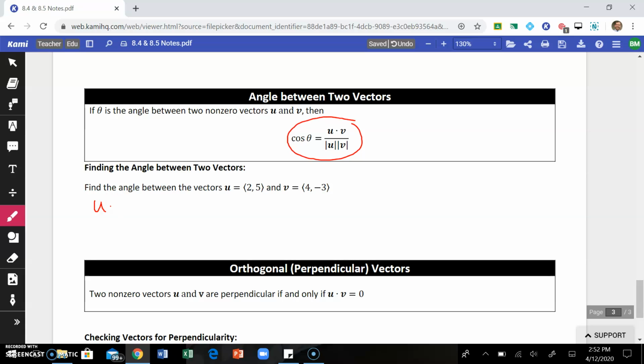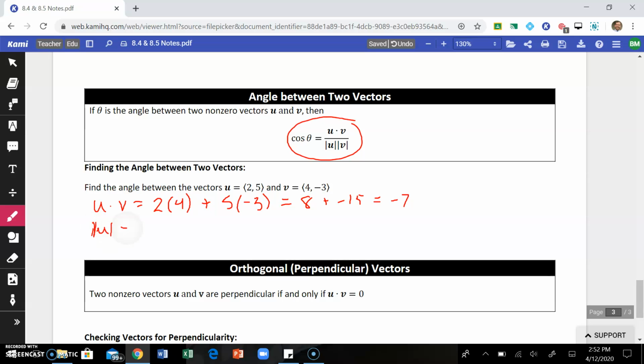So I have to do two things. Again, I have to find their dot product. So u dotted with v is multiply the horizontal components, multiply the vertical components, add those things together. So that's going to give us 8 plus negative 15, which would be negative 7. And then we are also going to find the magnitude of each one of these.